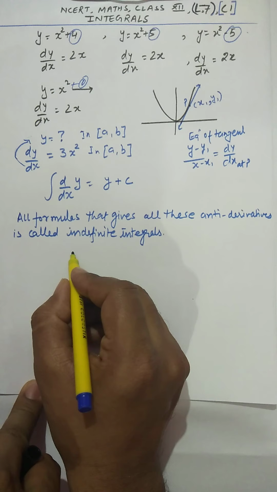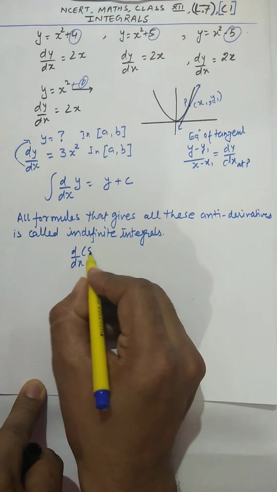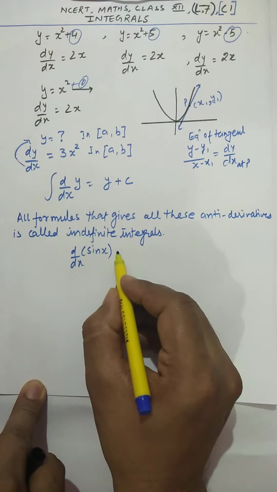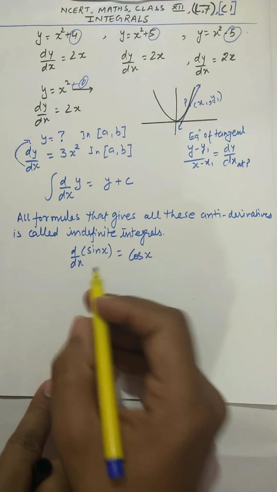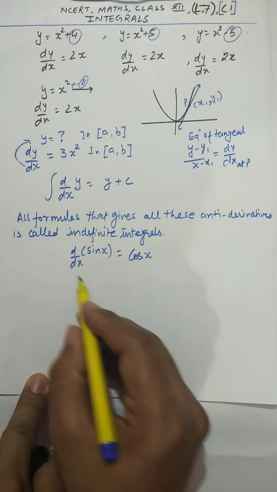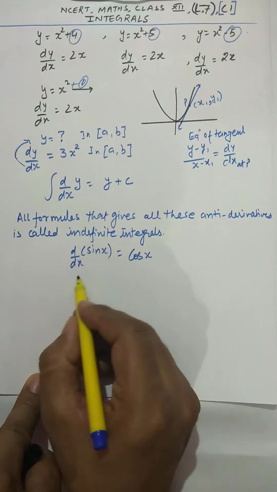Suppose d by dx of sin x is cos x. If I want to find the integration, then I take sin x as the function whose d by dx gives cos x, with respect to dx. So this operation, integration, will come, and this will be written as sin x, and this is the integral of cos dx, here with c also. So this is the integration of cos x.